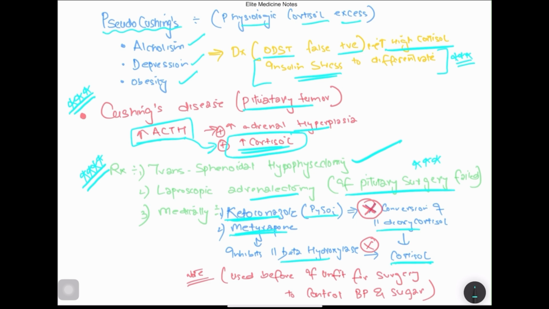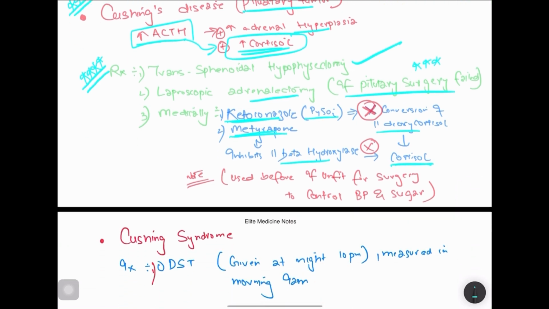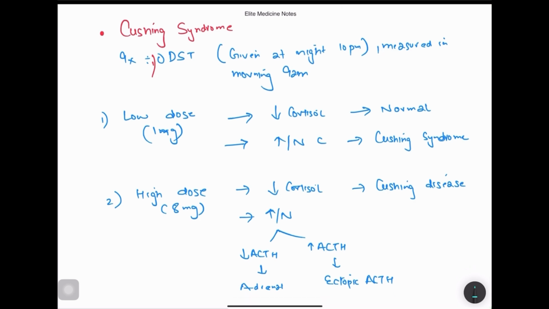So ultimately there will be reduced blood pressure and sugar levels. Okay, now what is the investigation to diagnose Cushing syndrome? A basic investigation we know is the overnight dexamethasone suppression test, that is given at 9:10 p.m. and measured in the morning at 9 a.m.